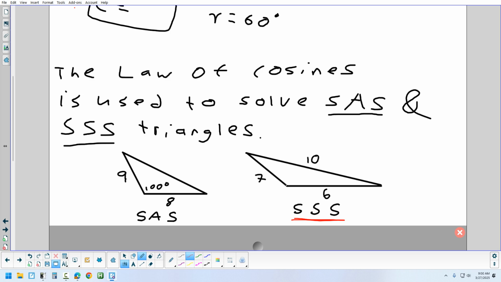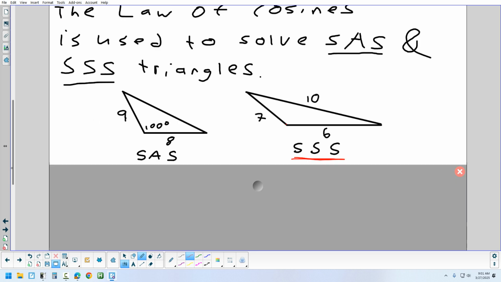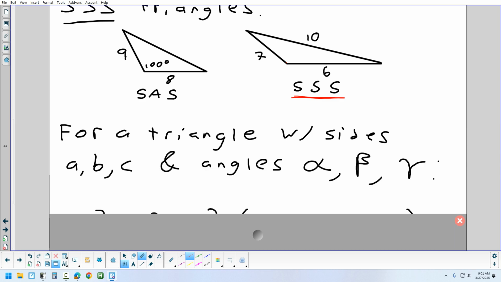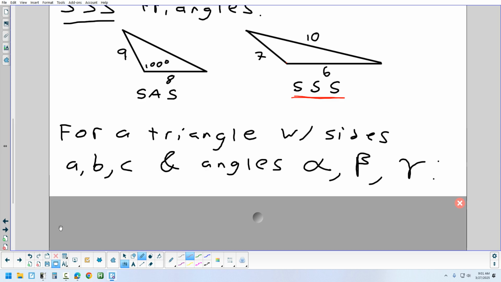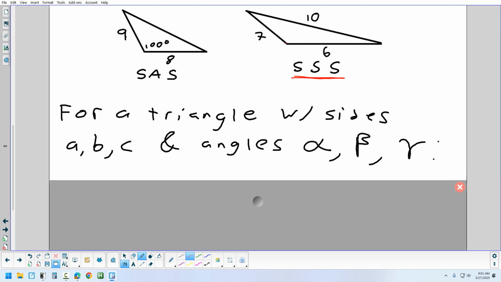Side angle side, you don't need to check anything. You can just start the problem right away. All right, so law of cosines. It's going to use the same labels we've used before. A, B, and C will be the sides. Alpha, beta, and gamma will be the angles.